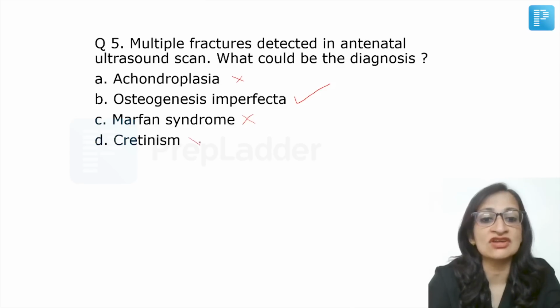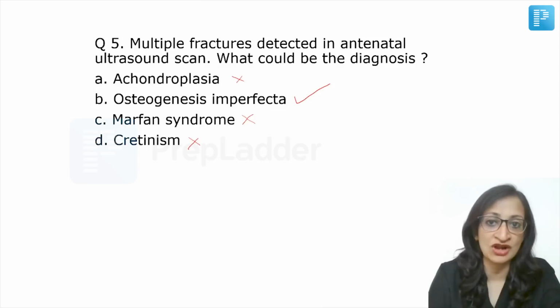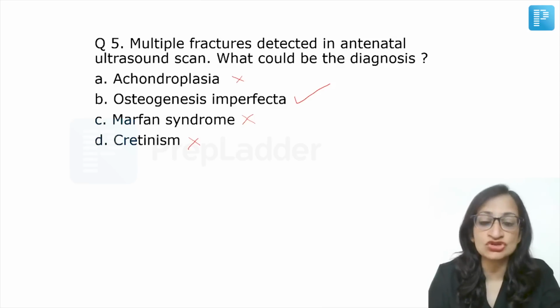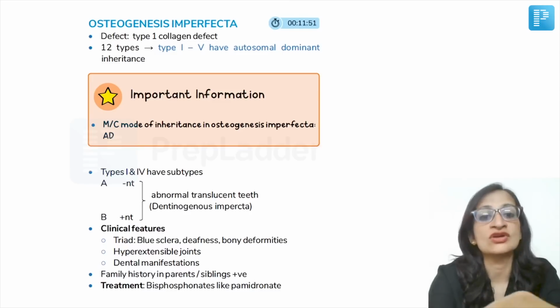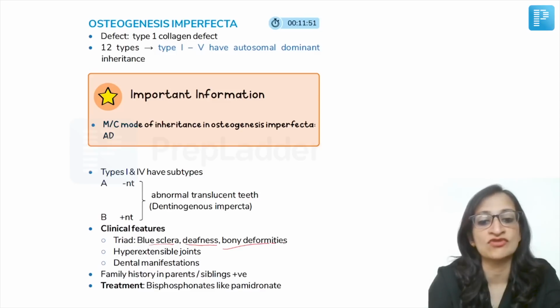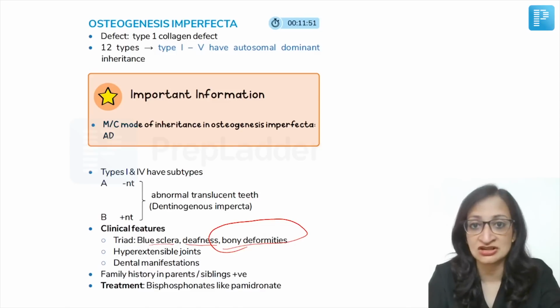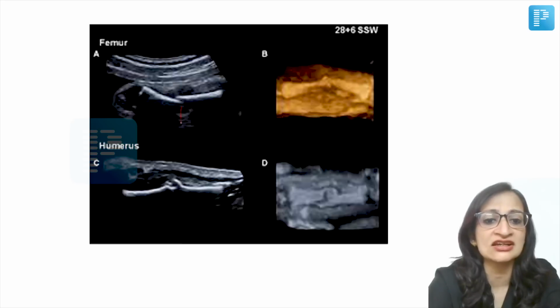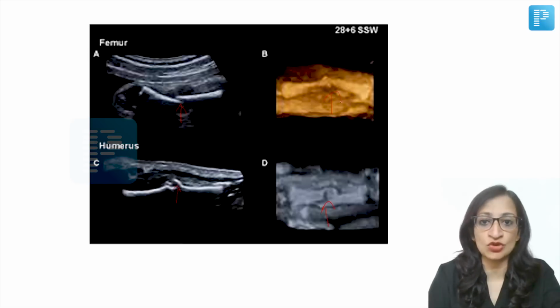Cretinism is again a condition where there is hypothyroidism. There can be short stature, but there is as such not much increased risk of fracture. So out of the given options, clearly osteogenesis imperfecta is the best choice. Again, we've discussed it in our videos and in our notes. You can see it is a collagen defect and there is a triad of blue sclera, deafness and bony deformities. And these bony deformities, friends, are due to the recurrent fractures that happen in this condition. So you can see in this antenatal ultrasound, can you appreciate that the bone is broken? There is the broken femur and the broken humerus, and there's a 3D reconstructed view. So clearly you can see the broken bones here.